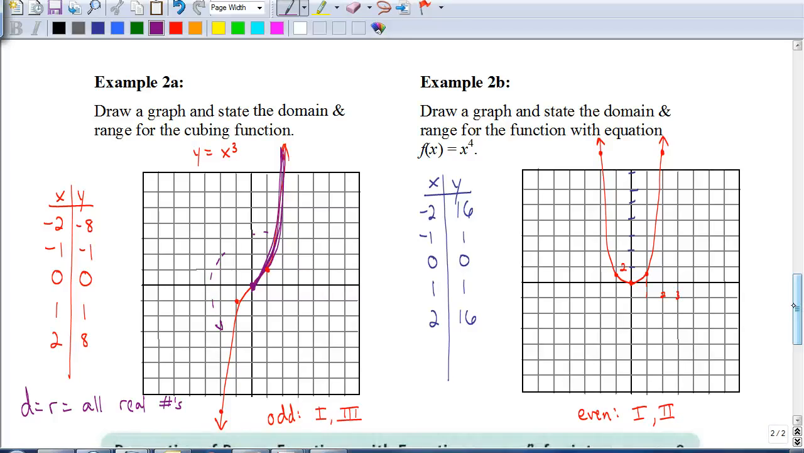That's pretty much it. So this is just basically an introduction to exponents. And knowing again that if x is negative, y will also be negative for an odd power function. And like we said over here, if we have an even power function, if x is negative, y will still always end up being positive.